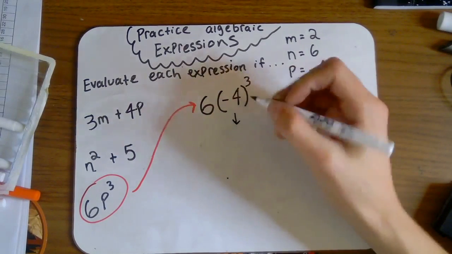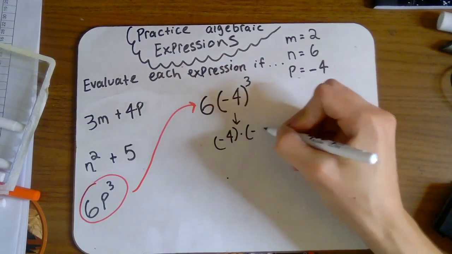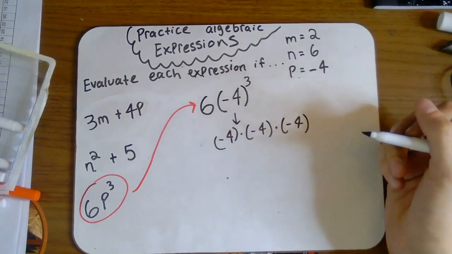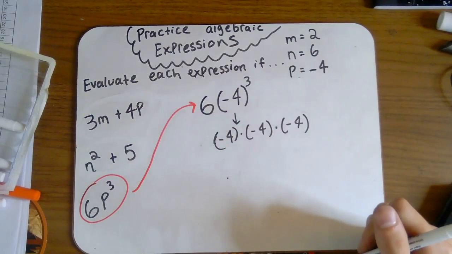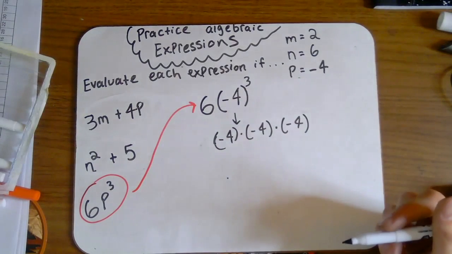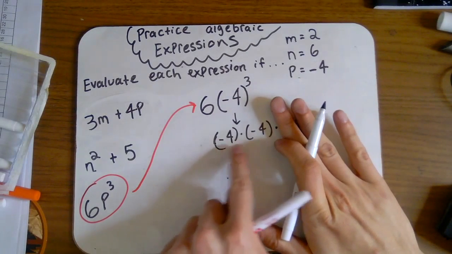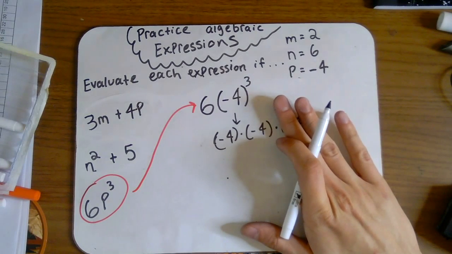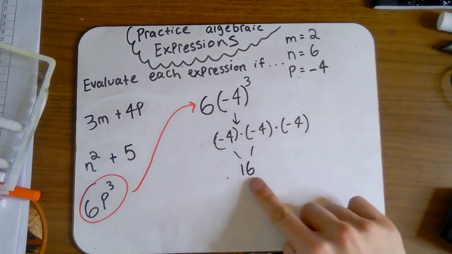So over here on the side, let's write out what this means. We have -4 times -4 times -4. Okay, well, those are our three factors here that we're going to multiply. And let's just take this step by step here. So before we mentioned how when we multiply two negative numbers together, that's going to give us a positive amount. So if we have a -4 times a -4, that's going to give us a positive, and then the product there would be 16. That's a positive 16.